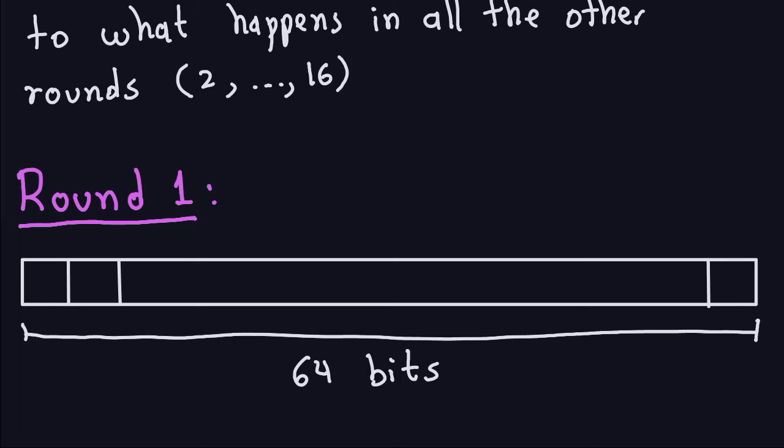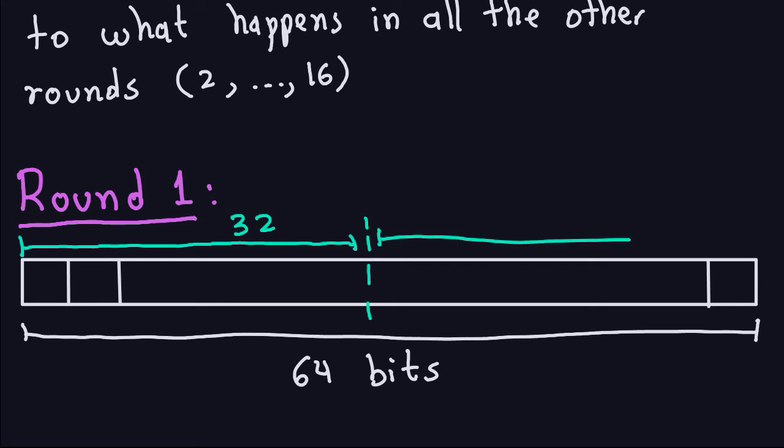Round 1 is going to do a couple of things. The first thing is that it's going to take those 64 bits and divide them into 2 equal parts, right through the middle: the first 32 bits and the last 32 bits. That's the first thing that round 1 is going to do. Round 2 is going to do exactly the same, as are round 3 and round 4. It divides the block into 2 blocks of 32 bits each.